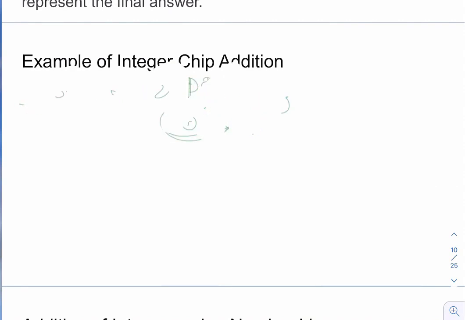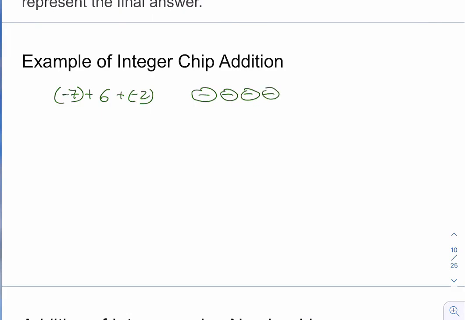Let's try one more of those, and then we're going to allow you to go do some practice on your own. So let's say it's negative 7 plus 6 plus negative 2. Negative 7 chips to start. 2, 3, 4, 5, 6, 7. I will now add my 6 on the bottom. 3, 4, 5, 6. Oh wow, what did I do here? 1, 2, 3, 4, 5, 6.